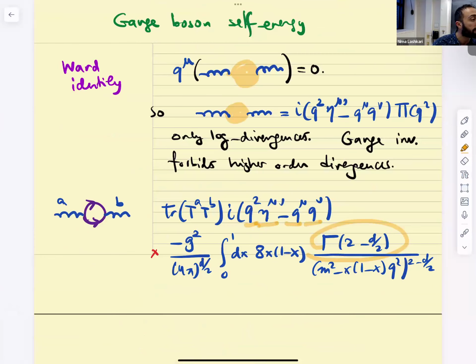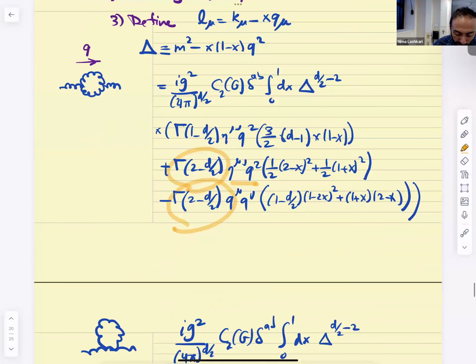Q squared eta mu nu minus Q mu Q nu. Here I have two terms with the first part of the coefficient, the second part is minus Q mu Q nu, but these two terms don't match. However, if you use the x going to 1 minus x symmetry, you see the coefficients of the two match. I'm just giving you tricks to do your homework. So the end result of each of the diagrams is a bunch of kinematic terms that are outside. Then there's an integral over dx. There's always this factor. Now there are the coefficient of 1 minus d over 2 terms and the coefficient of 2 minus d over 2 terms. These contribute to the logs. What does this term contribute to?